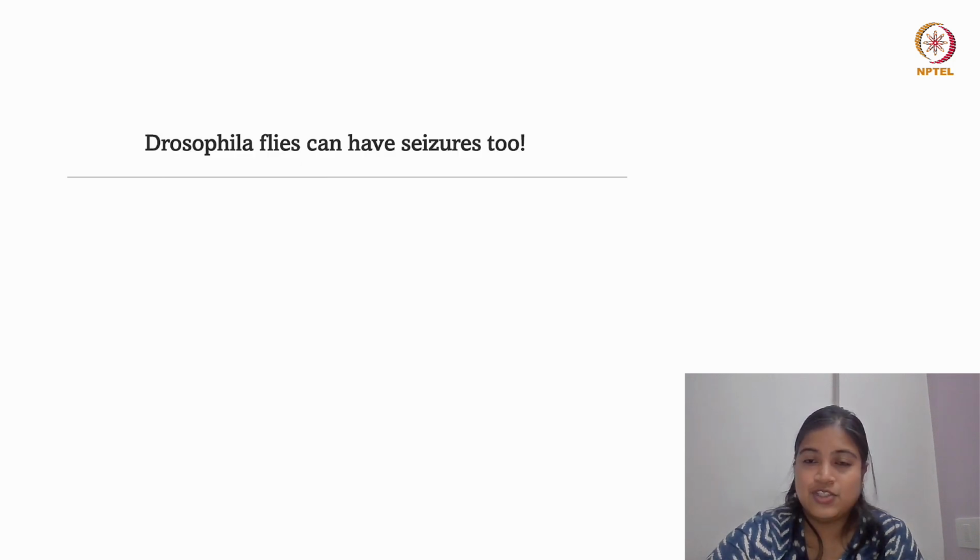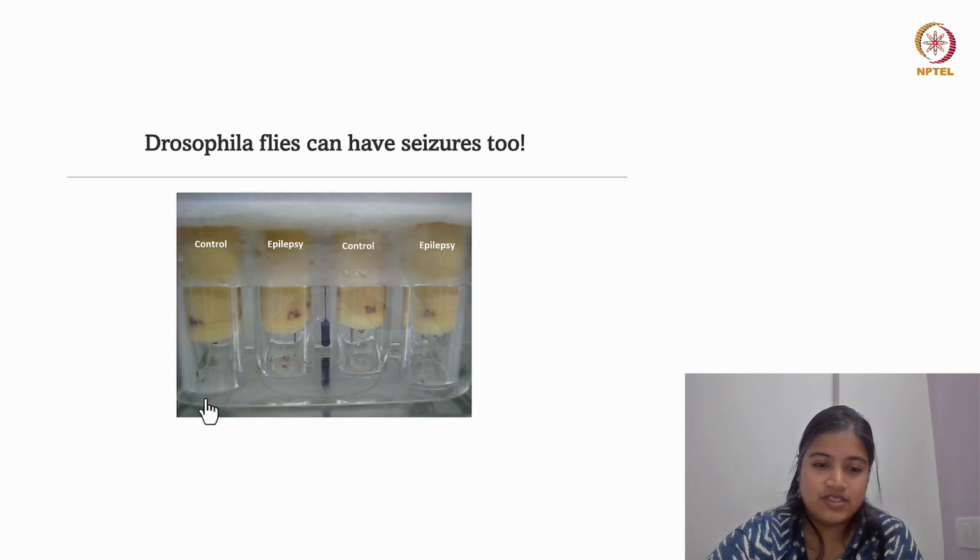Drosophila flies can have seizures too, and I wanted to show this video where we have a control vial. These vials are dipped in a hot water bath, and there are flies in the vials. So we have a control vial and an epileptic mutant vial, then another control vial and another epileptic mutant vial. What you will see when I play the video is that the epilepsy flies tend to fall down and have these seizure-like movements. They vortex around at the bottom of the tube, whereas the control flies continue to fly around.